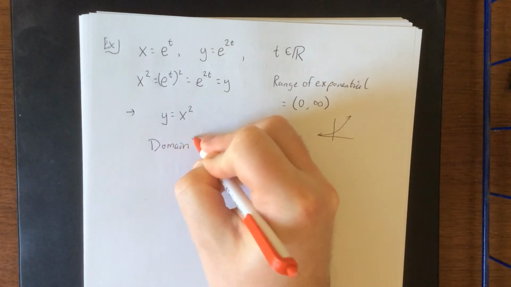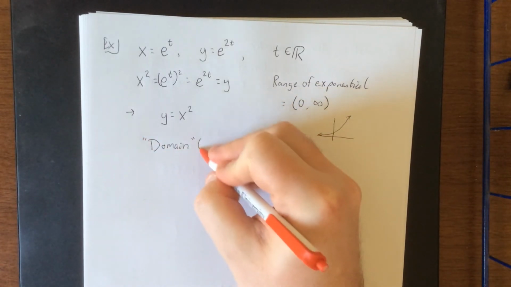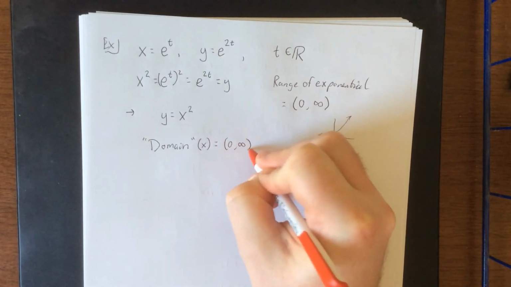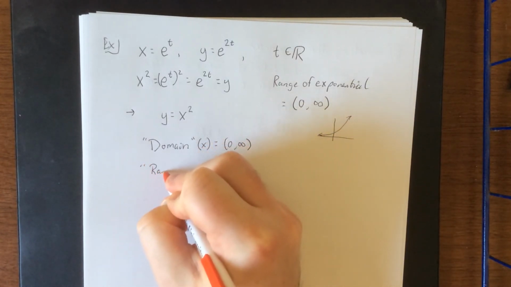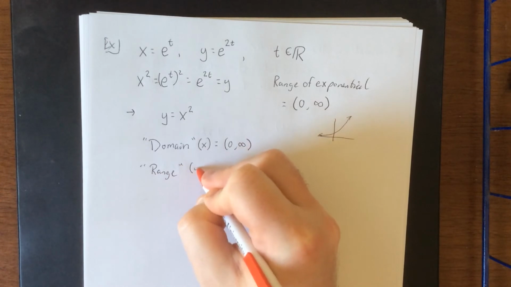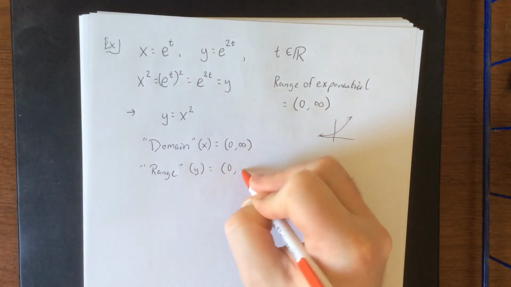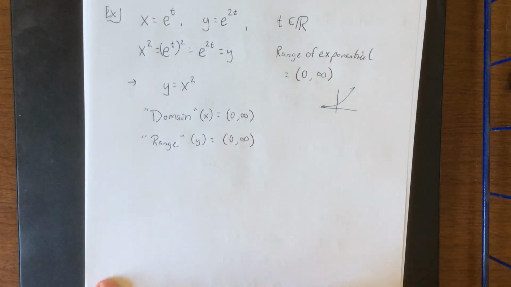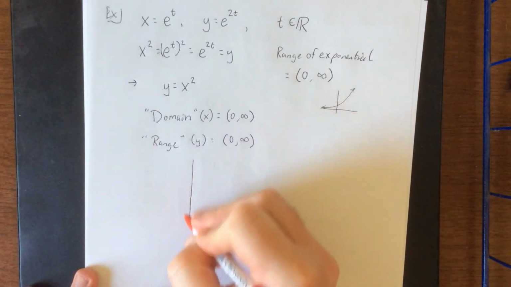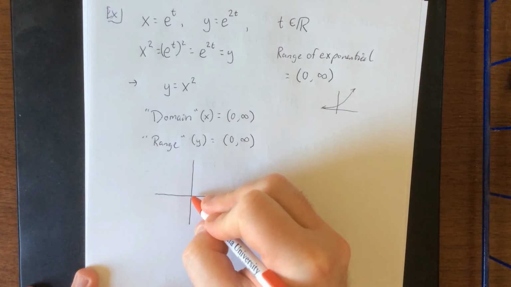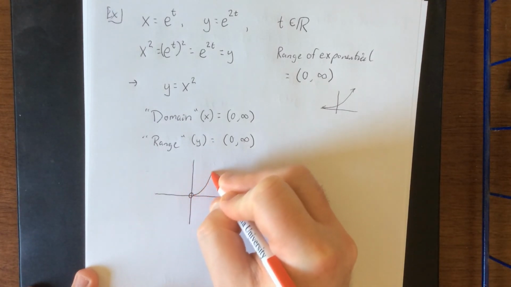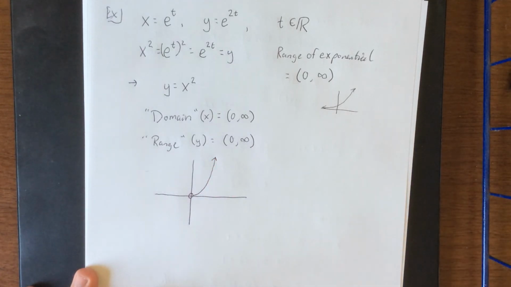So the so-called domain, or what we're doing for our x variable, is going to be simply 0 to infinity, and the range, or what's going on with the y value, is only going to go from 0 to infinity as well. So the portion of the graph that I would be talking about for y equals x squared would be only the right side of the parabola with an open circle at the origin.